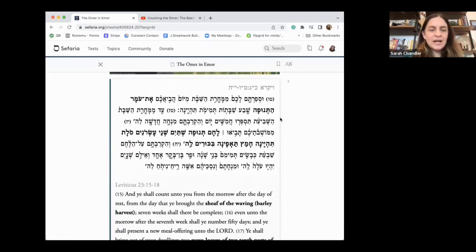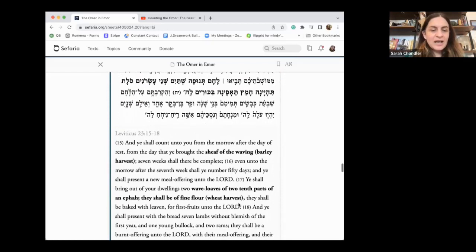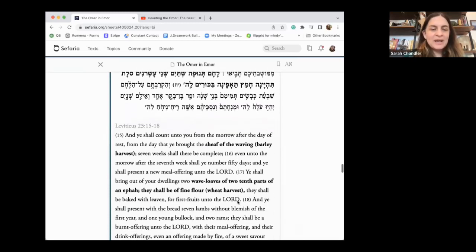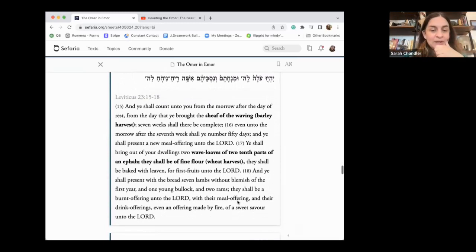So here we are, still in our parsha. So count. Bring a sheaf of the waving, the Omer Tenufa. And which kind of Omer? This is the barley. So the Tenufa that we're doing between now and Shavuot is the barley.